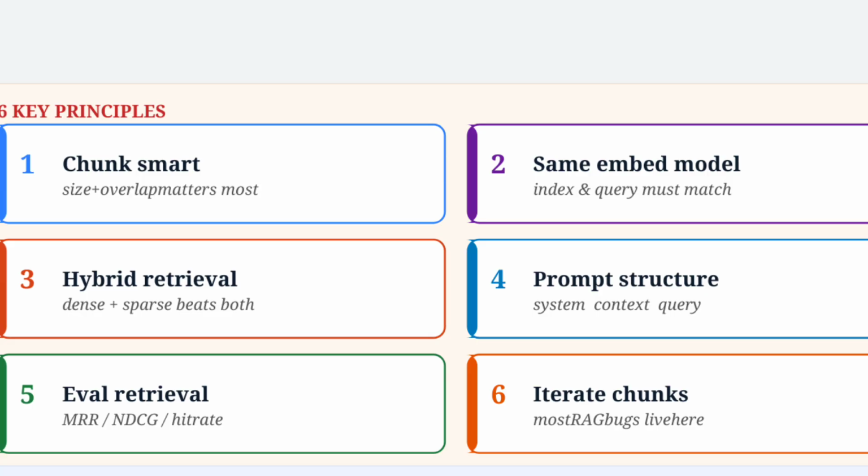And the sixth, evaluate the retrieval first. Before blaming the LLM, measure how often the right chunks come back. Most problems live there, not in the language model. Build it simple first, measure it, then improve chunking and retrieval before you touch the LLM.